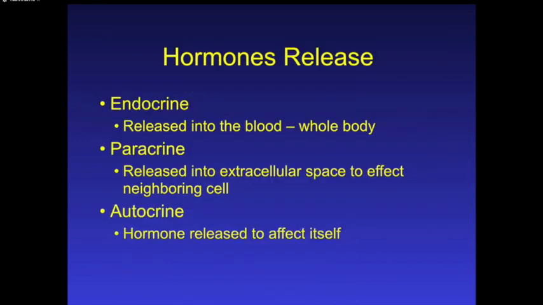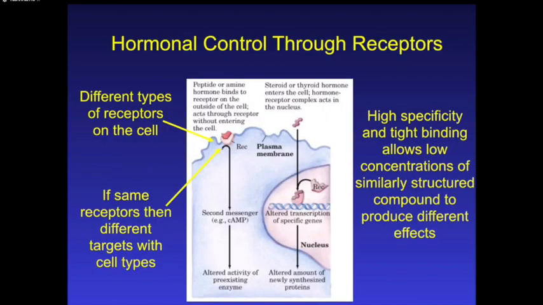The types of hormones that are released can be classified in several different ways. These are three classic ways. The endocrine, it's released into the bloodstream, goes over the whole body, and can interact in the whole body. The paracrine is a release into an extracellular space to affect something neighboring, so very close, but not through the bloodstream. And the autocrine is a hormonal release that comes back and affects itself.